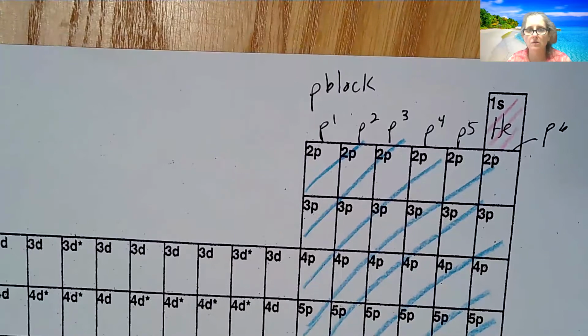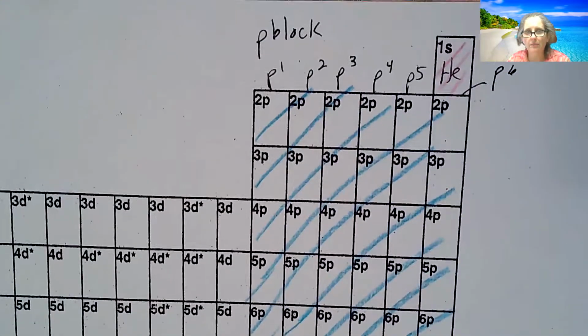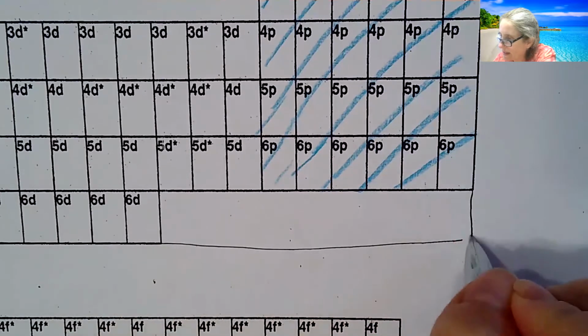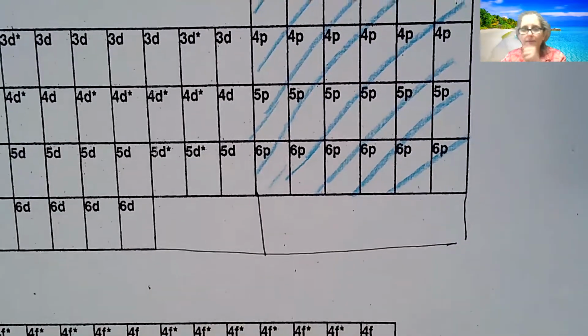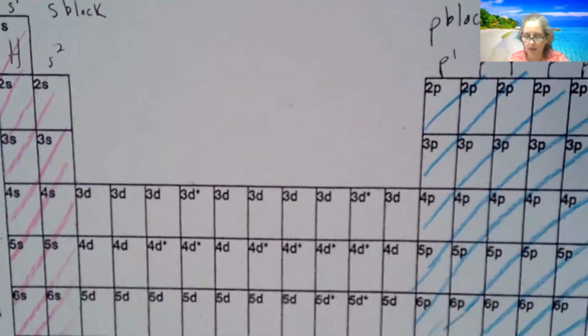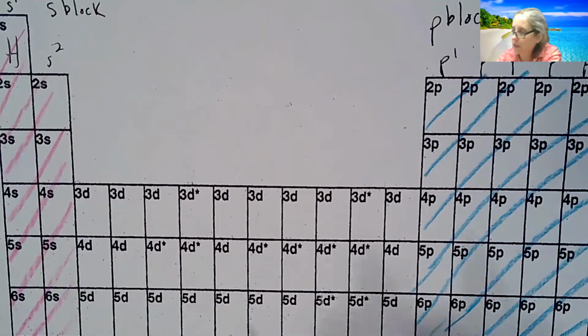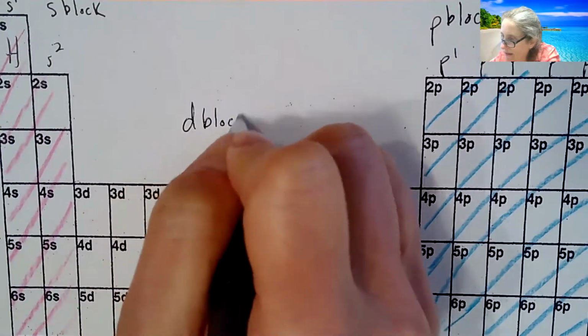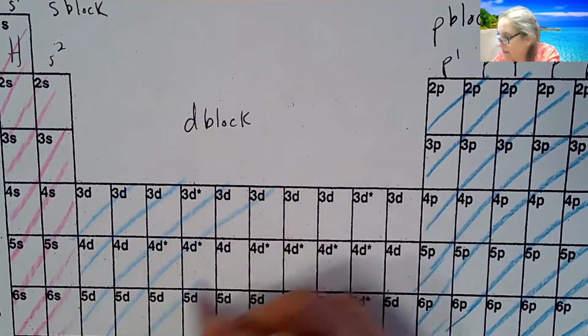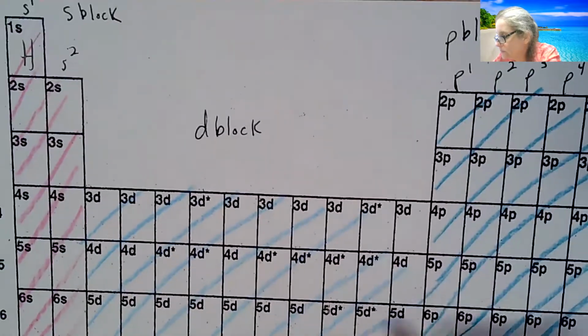Helium doesn't do that. So this is our P block, and do realize that down here we have all of the elements filled in already. So that is also considered the P block. Then pick another color and do what we call the D block. These are our transition metals. So pick a different color and color this all in.